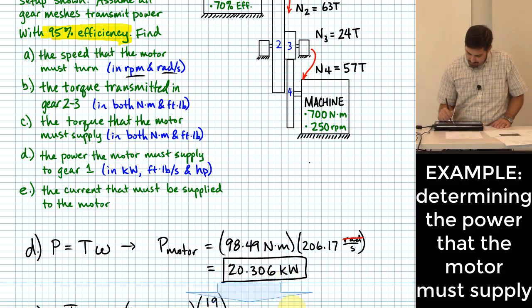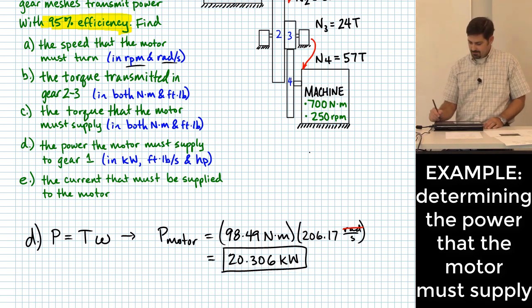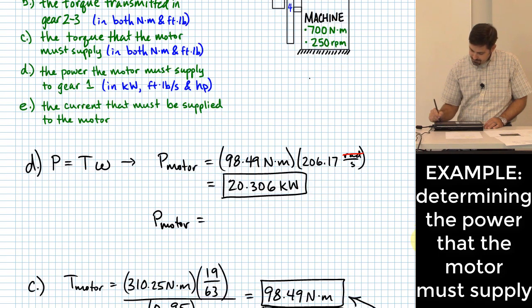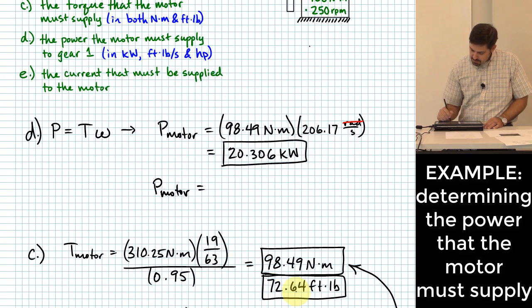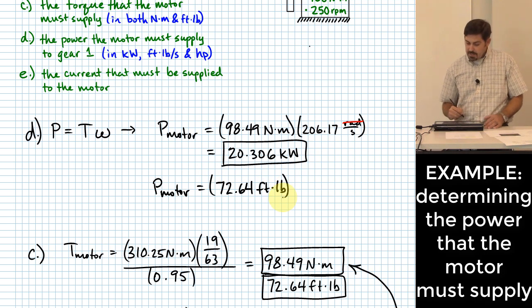Now, more fun one. Let's do this in US units. What is this P of the motor in US units? Well, if we know it's 72.64 foot-pounds as the torque, the speed you can still do in radians per second. You don't have to do anything different with the speed for US units.